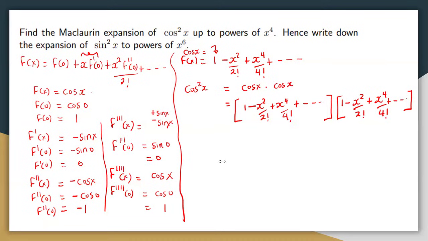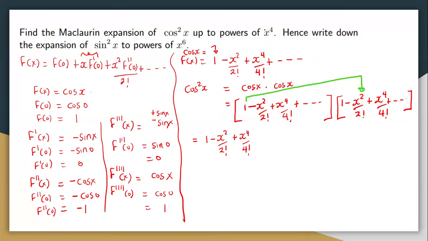Now, we are going to multiply. When I'm multiplying, this one affects everything on this side. So when I multiply through at first, you notice I'm going to get 1 minus x squared out of 2 factorial plus x power 4 out of 4 factorial. That is when I multiply the first.